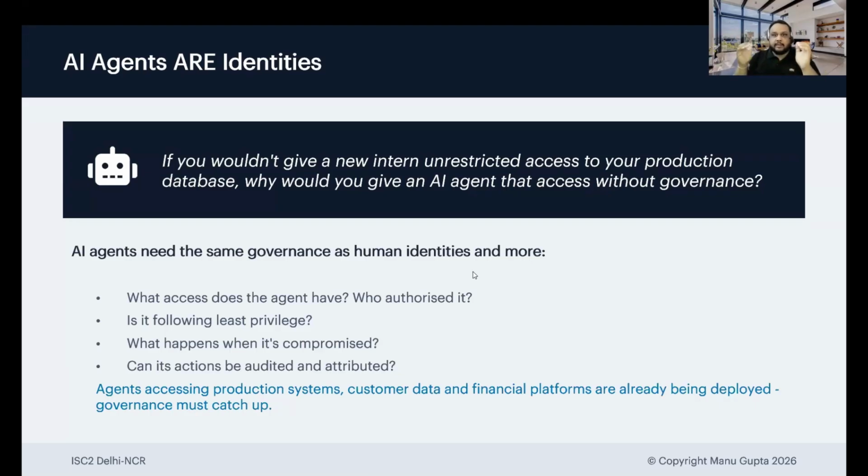This is not a theoretical concern. Organizations are already deploying AI agents that have access to production systems and customer data, right? So if we don't govern AI agent identities the same way, if not more rigorously, than we govern human identities, we are basically creating an attack surface, right? I mean, think: if you wouldn't give a new intern unrestricted access to a production database, why would you give the same access to an AI agent without any governance controls, right? So that's the food for thought for today.